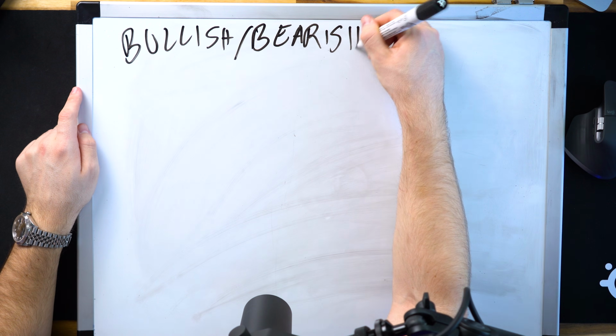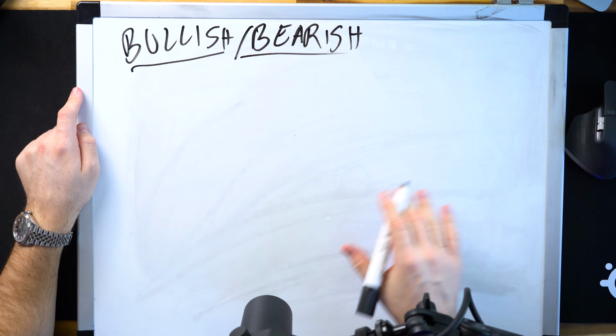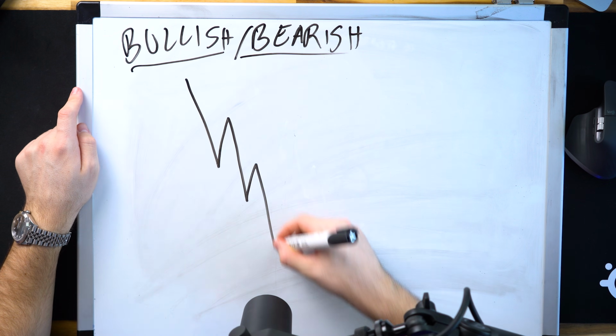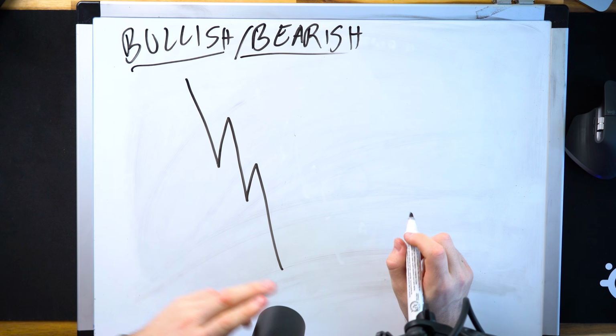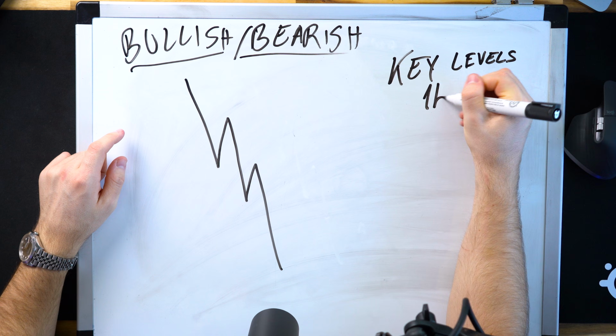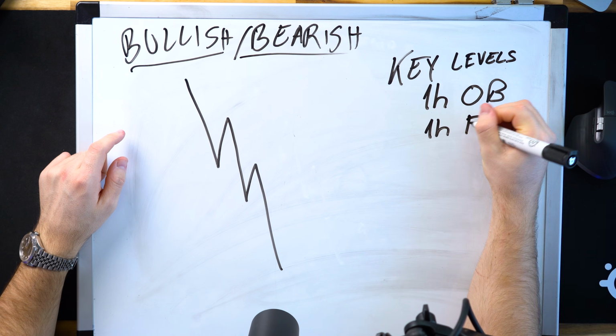And so step 1 is going to be identifying if the market is bullish or bearish. Let's say the market is bearish. So the market is overall moving bearish. And now you need to identify the key levels. So key levels are either 1 hour order blocks or 1 hour fair value gaps.